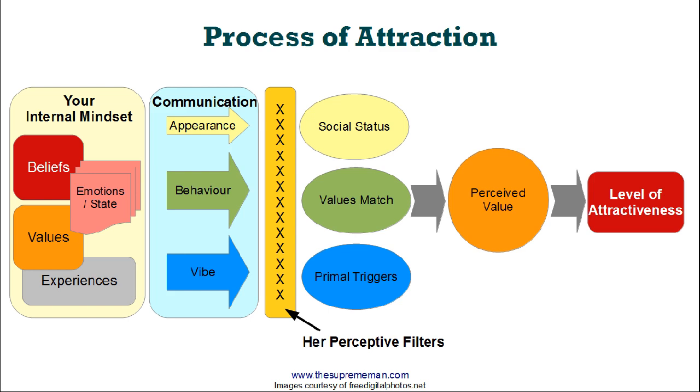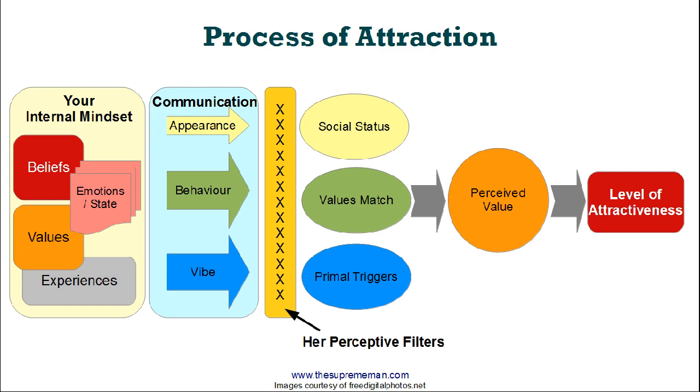And her perceptive filters will translate those into the things which are really important to her, the primal instincts, which I've mentioned before, things like attraction and lust. There's also the match to her internal values, and obviously social status. Now, social status is less important if you can fire off the primal triggers and meet some of those values. However, it will become more important if you're not triggering all of those values and primal instincts in her.